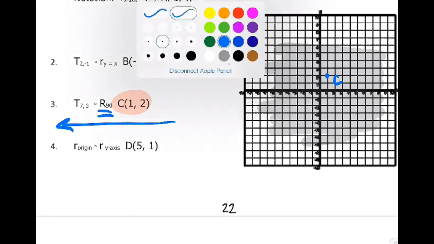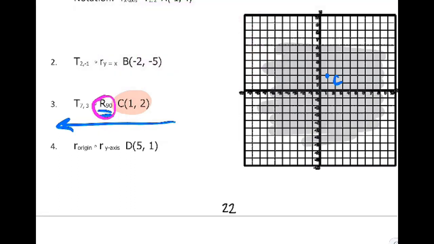And if you don't see the center of rotation, it's assumed to be the origin. I don't like that, but sometimes they don't write the center of rotation, and if that's the case, it's assumed to be the origin. So remember that as we rotate this 90 degrees, which is to the left.